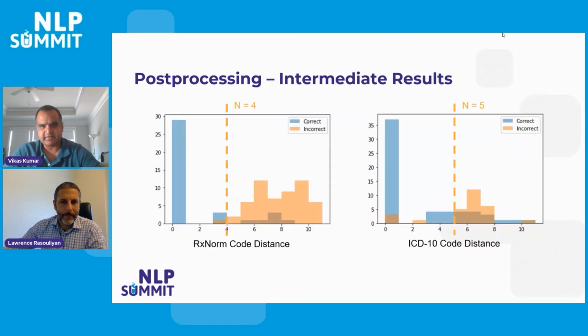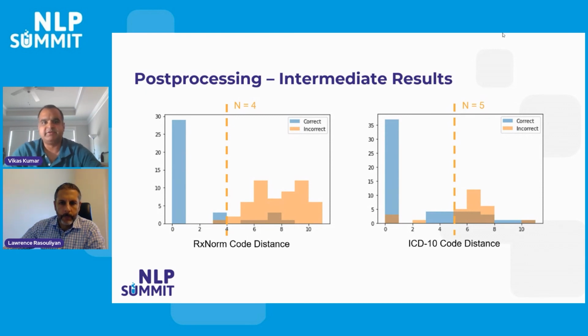So on the next slide, here's an example of how we found the distance thresholds for RxNorm codes and ICD-10 codes. On the left, you'll see our overlapping histogram for RxNorm code matches. The orange bars are the incorrect matches, and you can see that they tend to have a higher distance than the blue bars, which are the correct matches. And so we picked n equals 4 as a threshold on which to filter out the poor matches. And then on the right is the same graph for ICD-10 codes, and we picked n equals 5 as a threshold there to reduce the false positive matches.